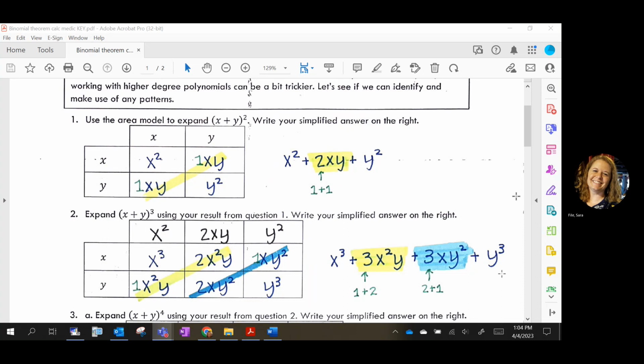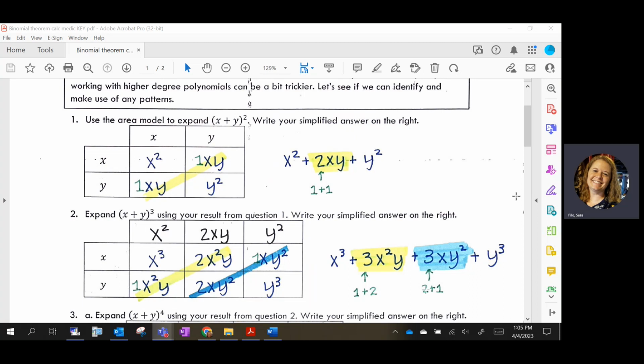Okay. I'm just showing here the highlighting. Number 4 on here says to highlight like terms that you're combining. That's what the highlighting is if you want to do that. Or you can kind of circle diagonally the ones that you're combining. And underneath in the green is just me showing where this 2 came from. It's because we had 1xy and another 1xy. The 1 plus 1 was the 2. Same thing here. We had 1 and 2 of the x squared y's. And we had 2 and 1 of the xy squareds.